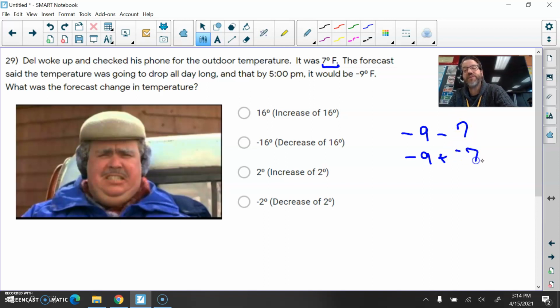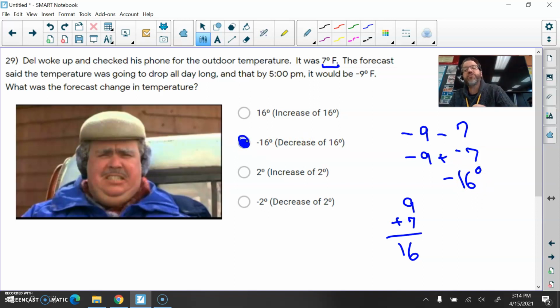So instead of minus 7, I'm going to rewrite it as negative 9 plus, and then change 7 to its opposite, negative 7. Now, since I'm adding these together and the signs are the same, I need to find the sum. I'll add 9 plus 7, adding together the absolute values, and I get 16. And we have negatives here, so negative 16 degrees is your change in temperature. In other words, the temperature is dropping 16 degrees. It's a decrease of 16 degrees.